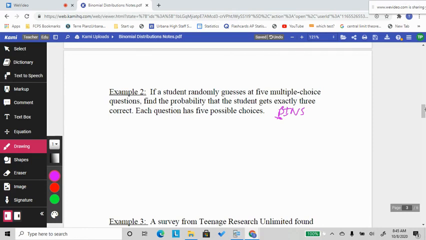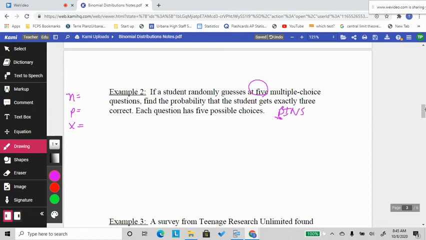If you're guessing, is each question independent? Yes. Do I know how many times I'm going to do it? Yes. There's 5 questions. And is the probability of guessing going to stay the same each time? Yes. All right, so over on the side, I always write N, P, X. Why? Because I need it to write the formula and I need it to do the calculator function.